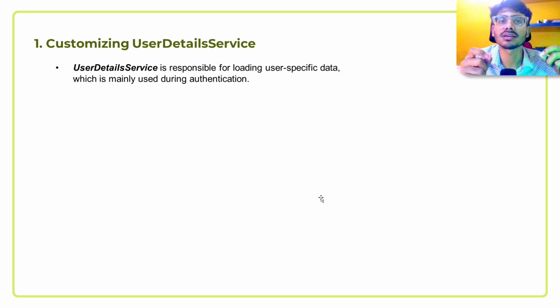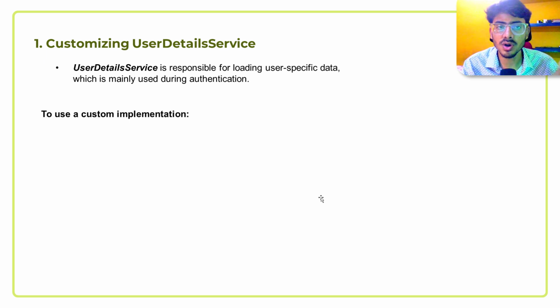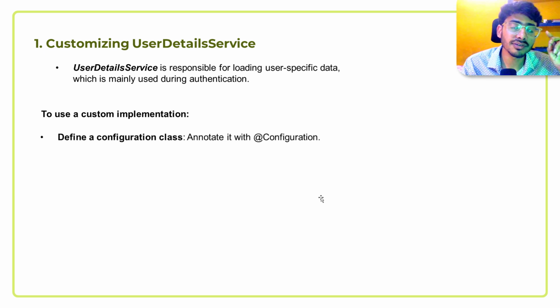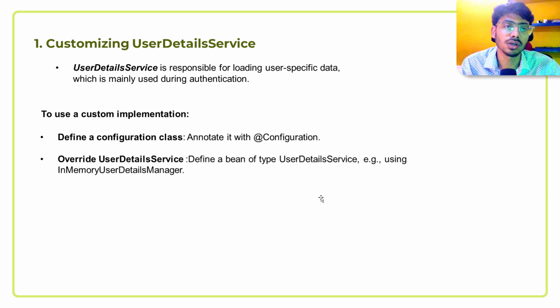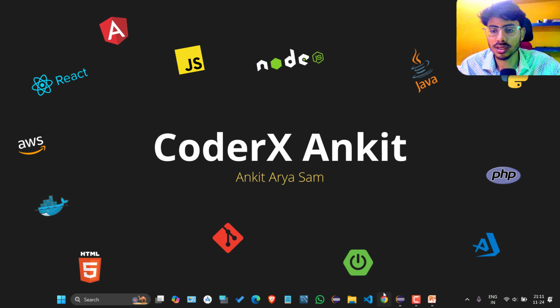So UserDetailsService is the component responsible for loading the user-specific data, which is mainly used during authentication, right? The next point is to use a custom implementation. Suppose you want to use this UserDetailsService in a customized way, then define a configuration class and annotate it with @Configuration, and override UserDetailsService. We will do it one by one, but just see here what I'm trying to say.